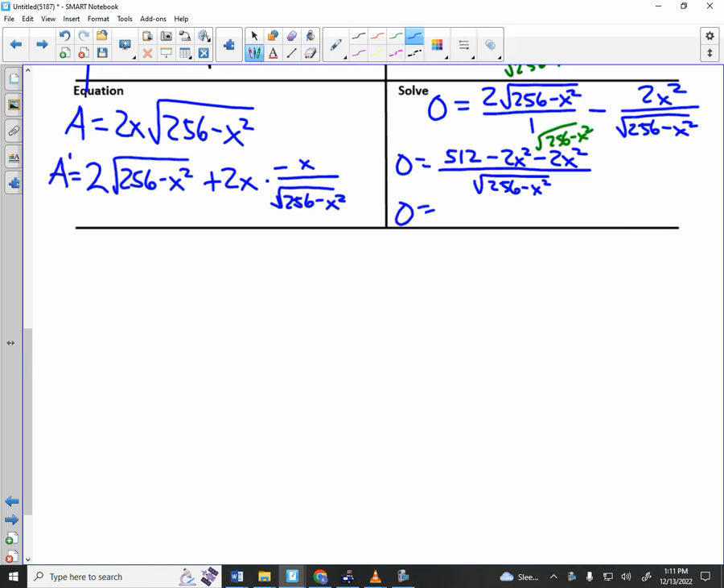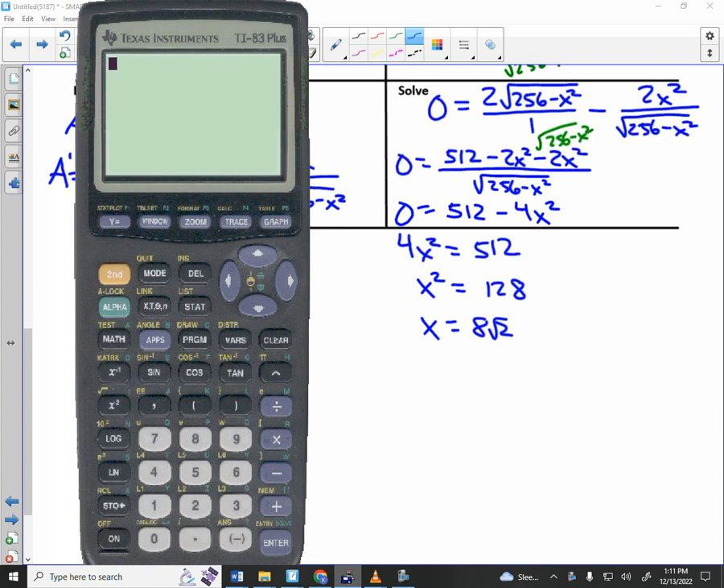And we get 0 is equal to 512 minus 4x squared. How are we going to solve that? Good. So 4x squared is equal to 512. x squared is equal to 128. And we take the square root. And I get, what, 8 roots of 2? Let's take the square root of 128 just to verify. I have the square root of 128, and I get 11.314.